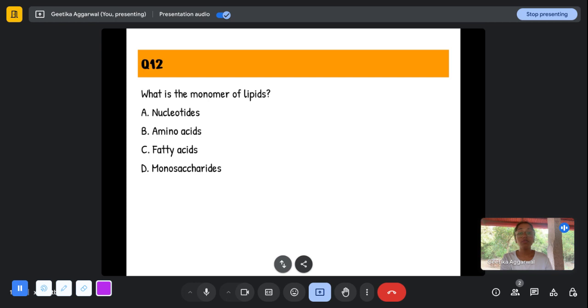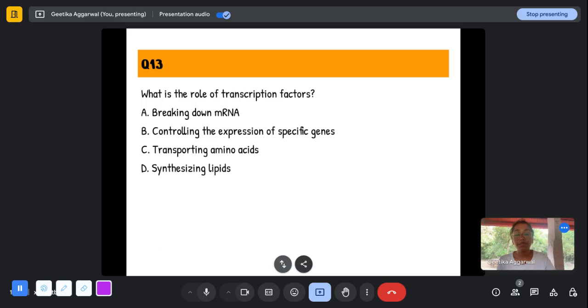Next question. What is the monomer of lipids? So, what is the monomer of lipids? I already gave away the answer in the last question. Is it nucleotides, amino acids, fatty acids, or monosaccharides? So, the answer to this question is fatty acids. Lipids are formed from fatty acids.